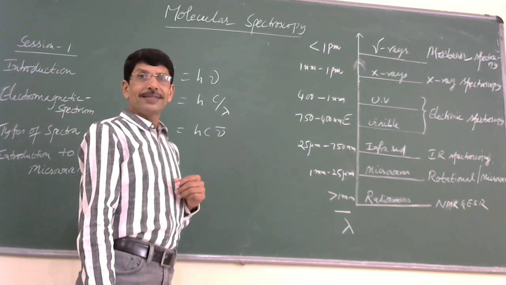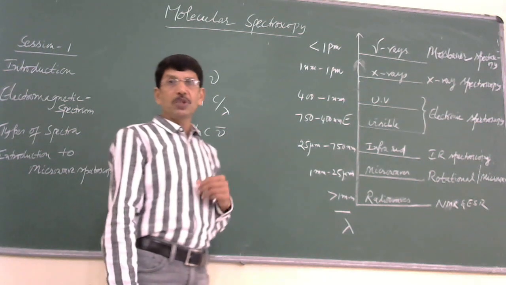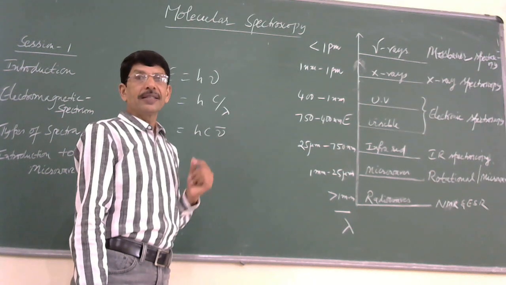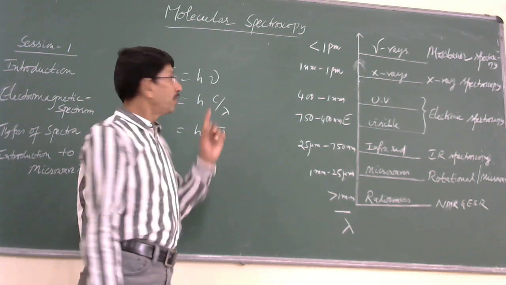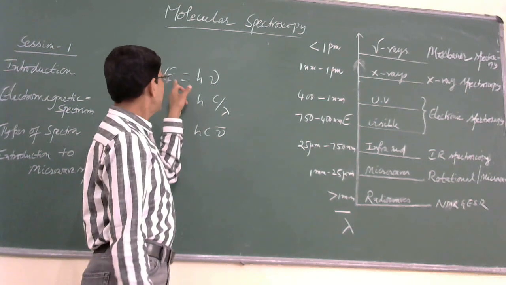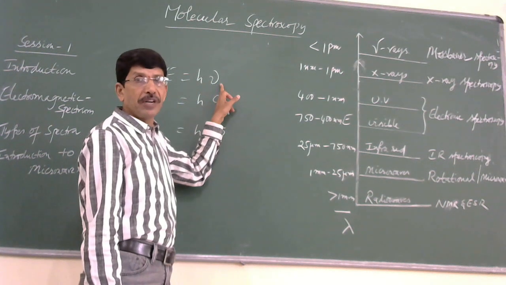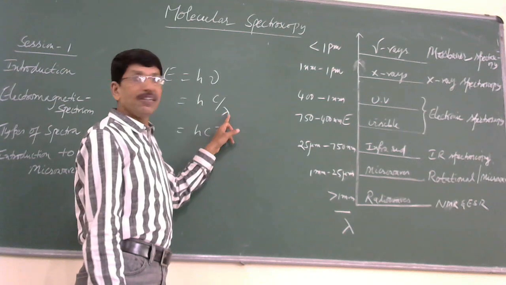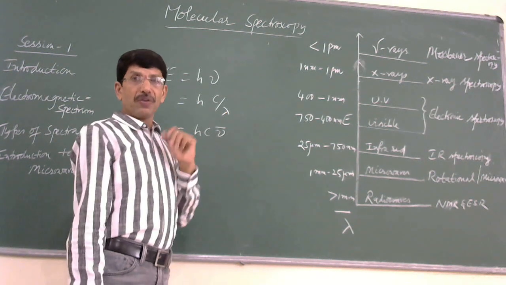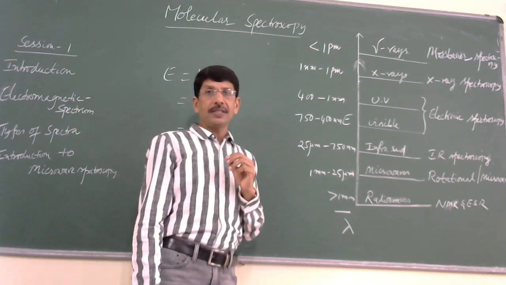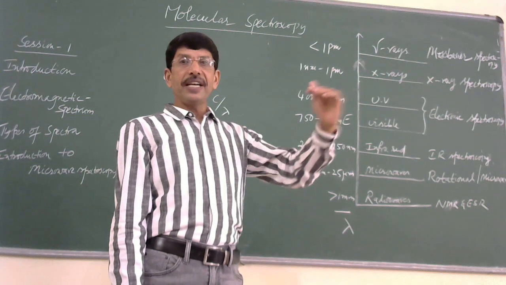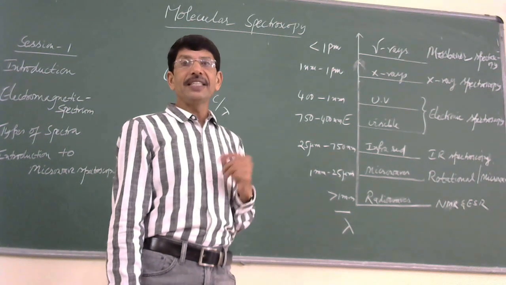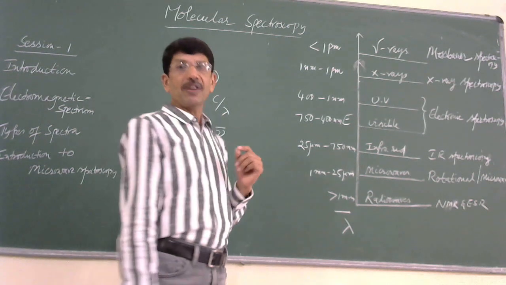These are the three different relations with the help of which we can calculate the energy of the photon associated with the radiation of a particular wavelength. When we look at these expressions, the energy of the radiation is directly proportional to frequency. And when you look at this expression, the energy of the radiation varies inversely with the wavelength. So the energy of the radiation increases with the frequency of the radiation, and the energy of the radiation decreases with increase in wavelength of the radiation.